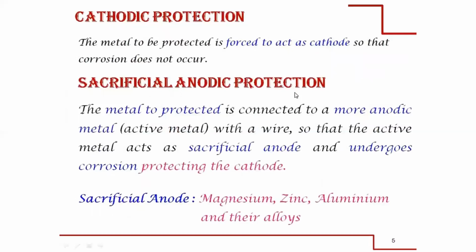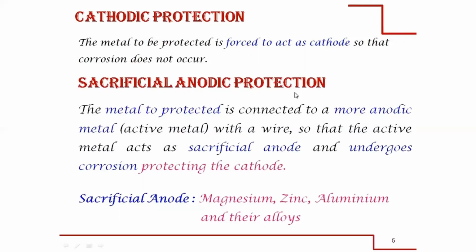Now we are moving to the sacrificial anodic method. First, we'll understand what is cathodic protection. The metal to be protected is completely converted into a cathode. The metal to be protected is forced to act as a cathode so that we can prevent its corrosion. In the sacrificial anodic method, the metal to be protected is connected with a wire to a more active metal in the electrochemical series, so that the active metal acts as a sacrificial anode and undergoes corrosion, protecting the cathode.